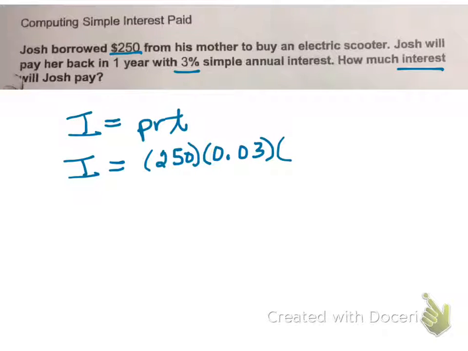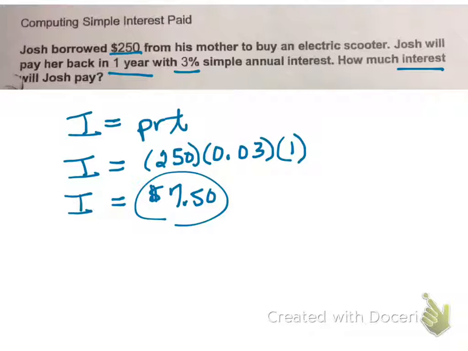And he is going to borrow this money for 1 year. So we'll use 1. Time is always in years. Multiply those three numbers in your calculator. It says he's going to pay $7.50 worth of interest.